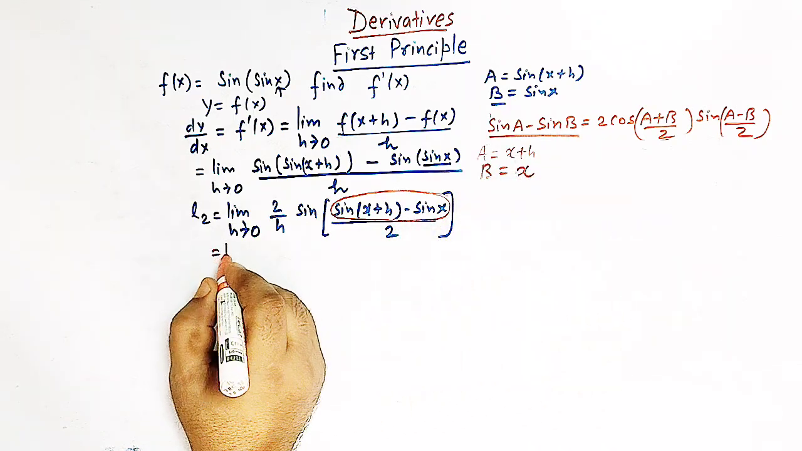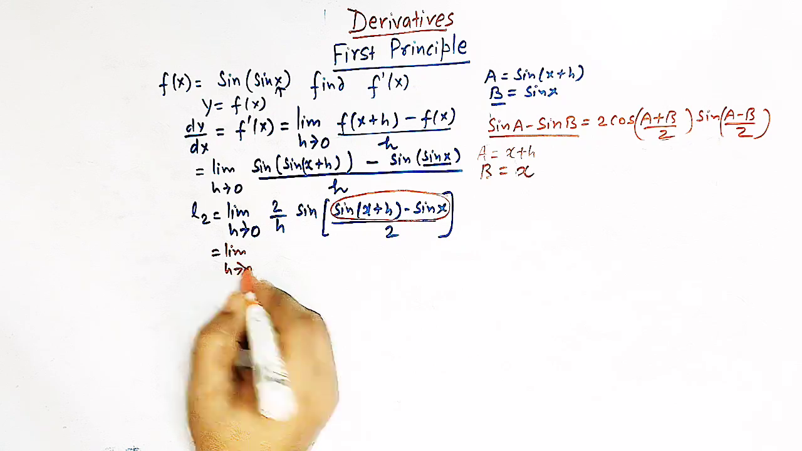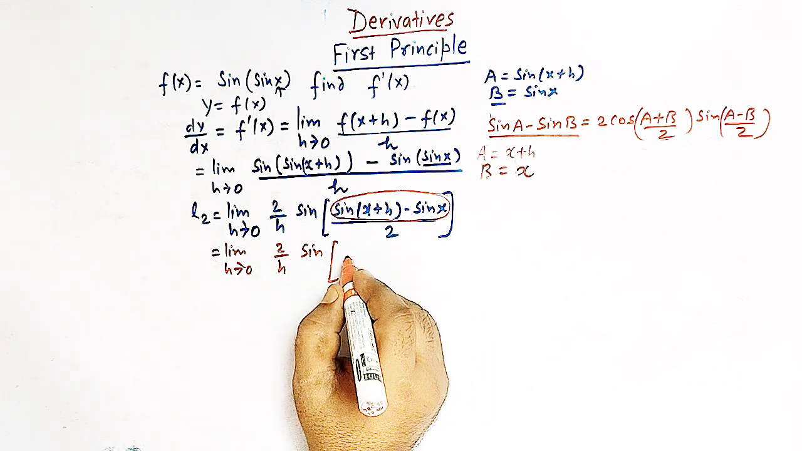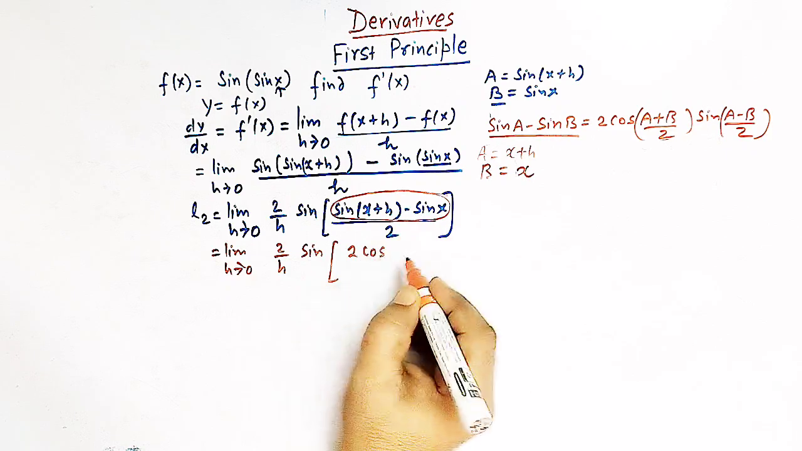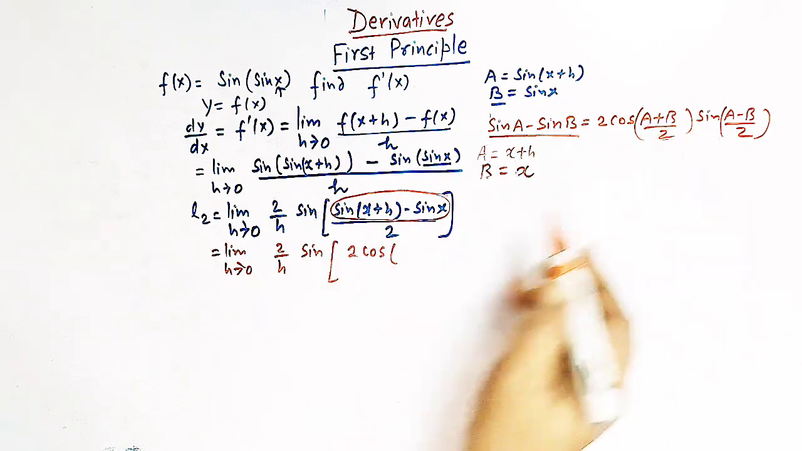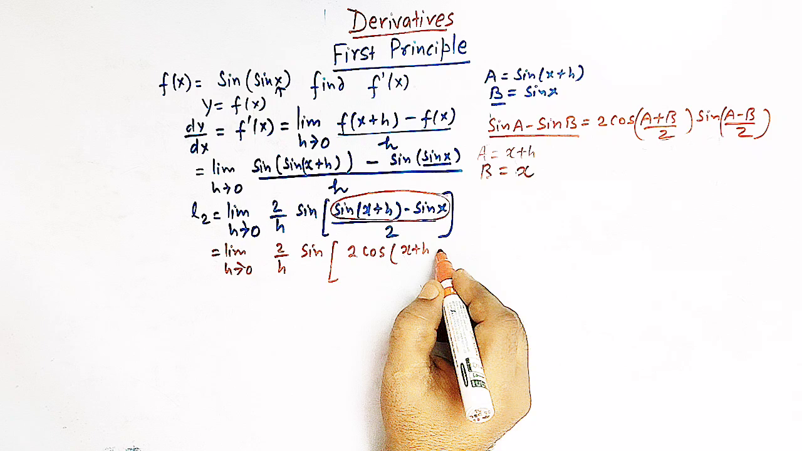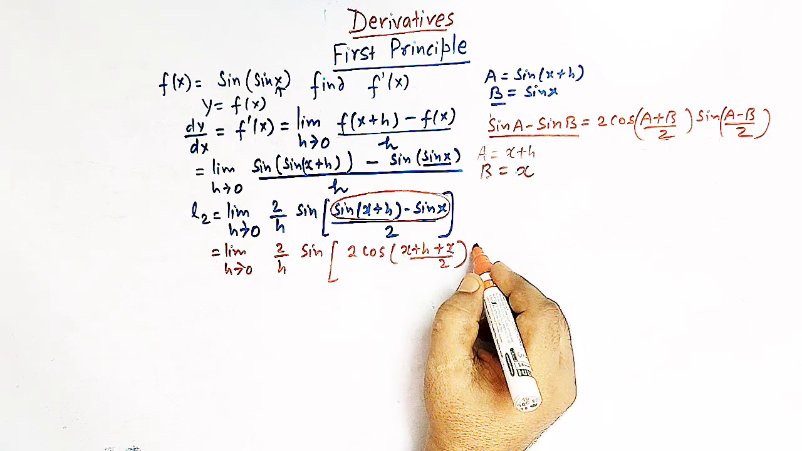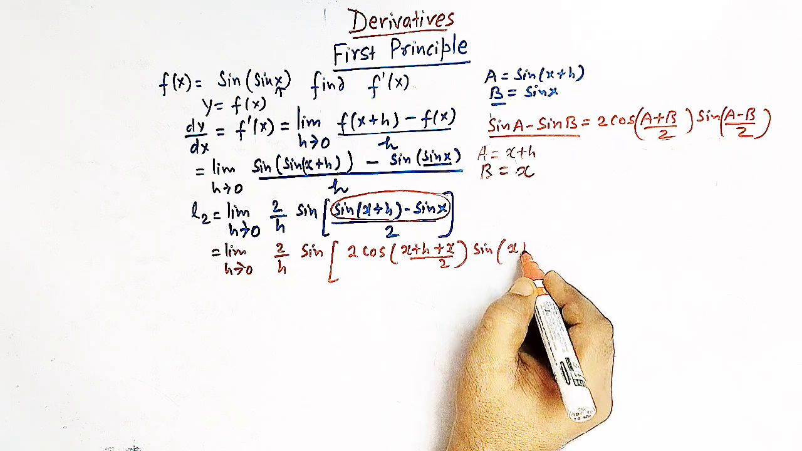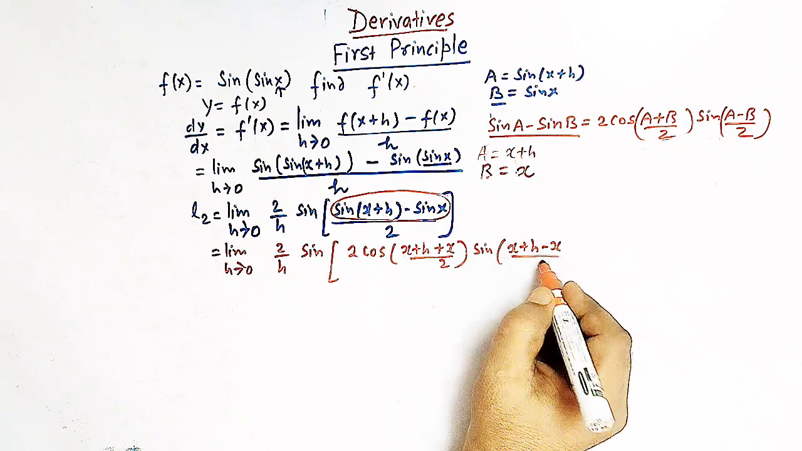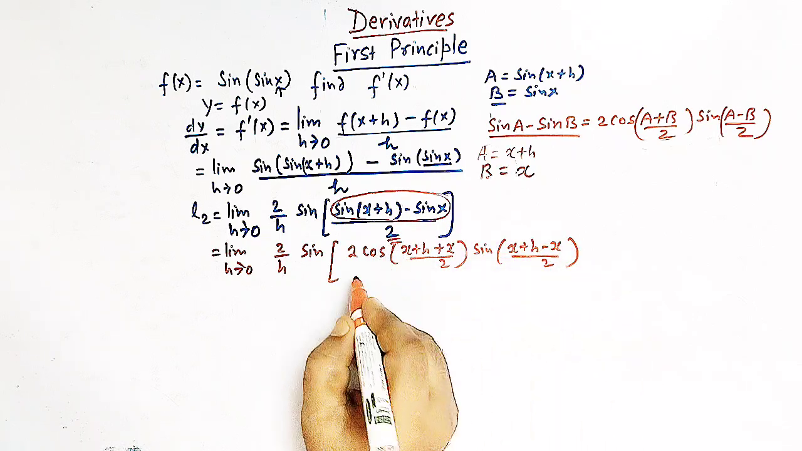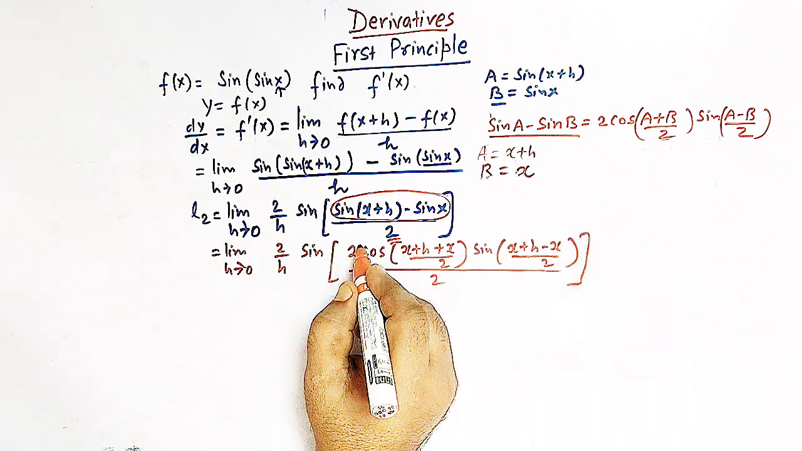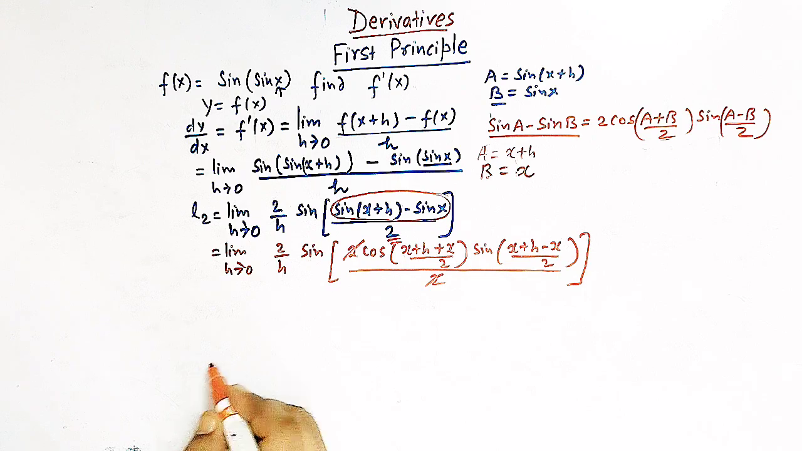So we have limit h tends to 0, we have 2 over h sine, and we can now write 2 times cos (a plus b) over 2. So we have (x plus h plus x) over 2, and then we have sine (x plus h minus x) over 2, and this 2 is given by here, right? So now this 2 and this 2 get cancelled.